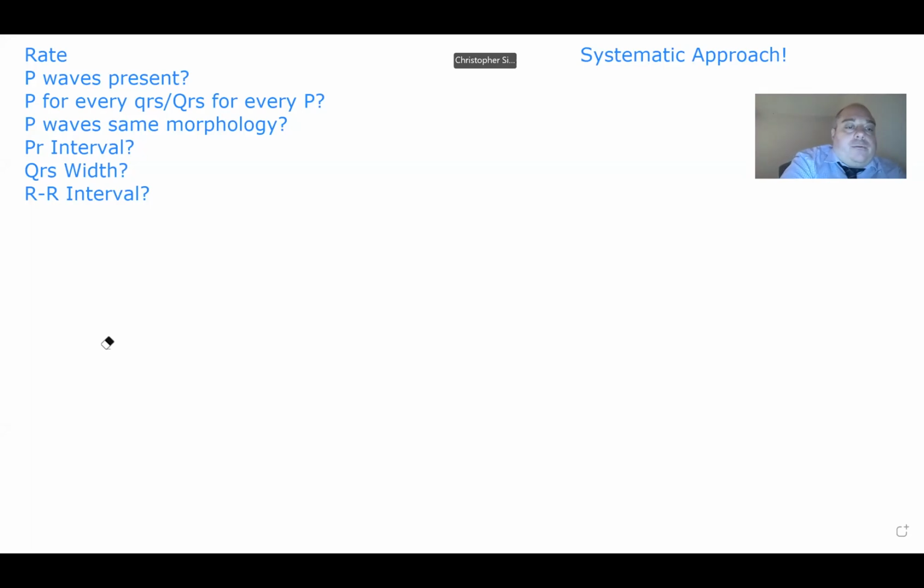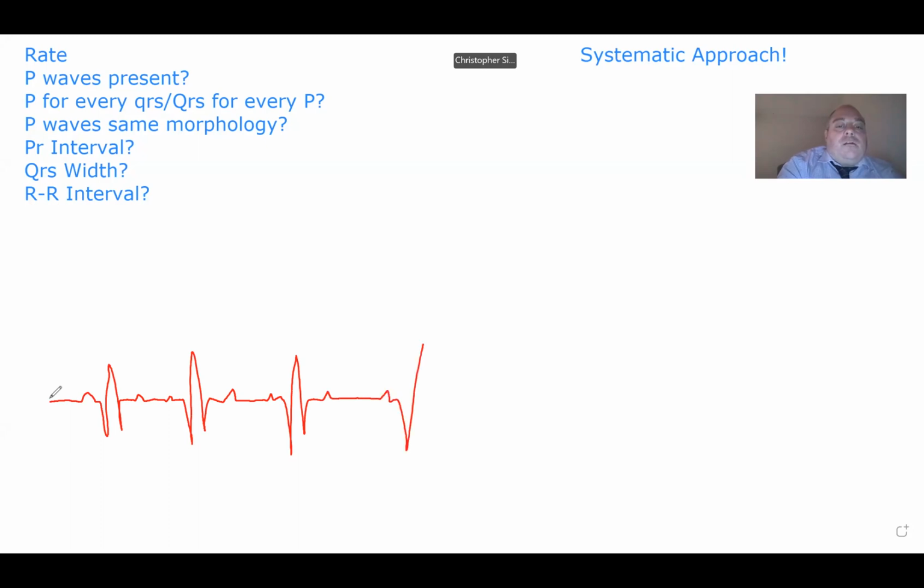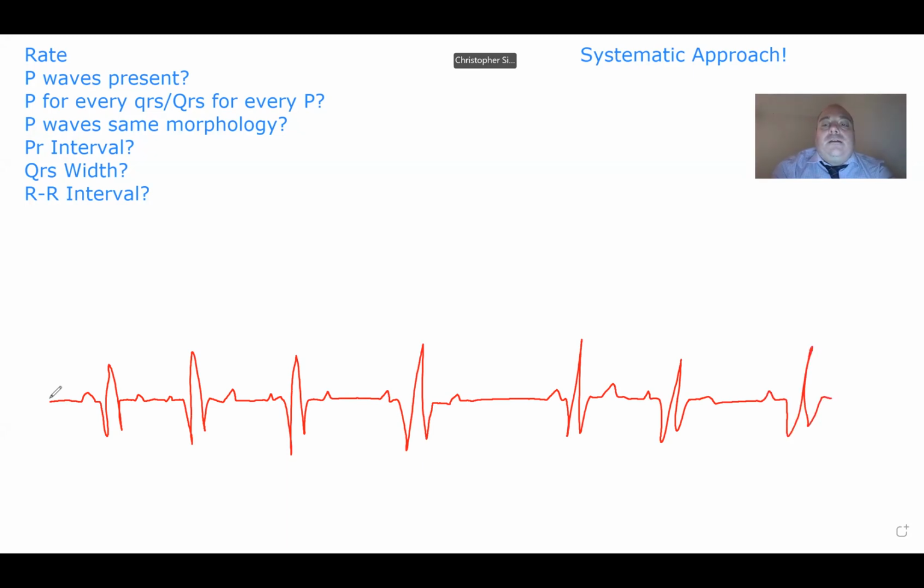All right, so see what we got here. B, QRS, T, B, QRS, T, B, QRS, T, and so on.